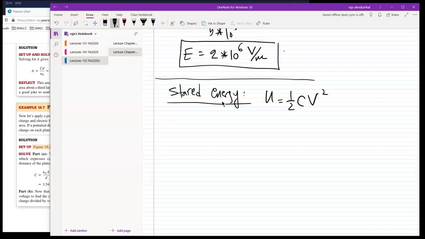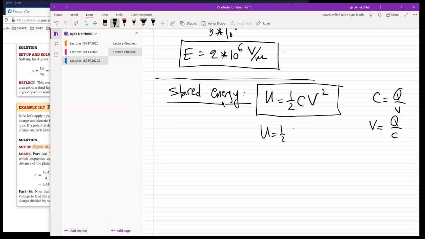Okay? So how do I calculate it? Well, there it is. This is the formula right here. Now, it has 3 versions to it. Keep in mind that C is Q over V. So I can eliminate the V, if you will. So V is equal to Q over C. So this U becomes 1/2 C Q squared over C squared. So it becomes 1/2 Q squared over C. That's another version for it.